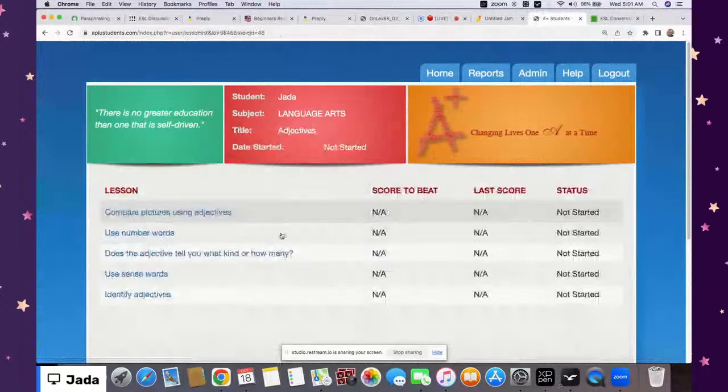Okay, so we'll do the first three lessons today. We'll complete the first three, and then from your next lesson, you complete the last two. So the first one that we'll be having today is compare pictures using adjectives.